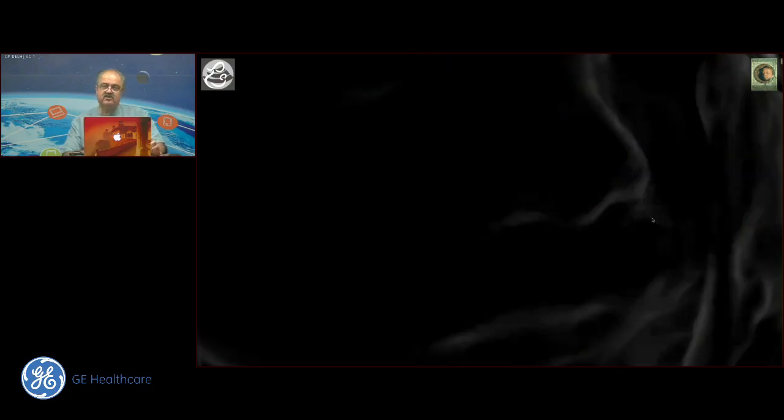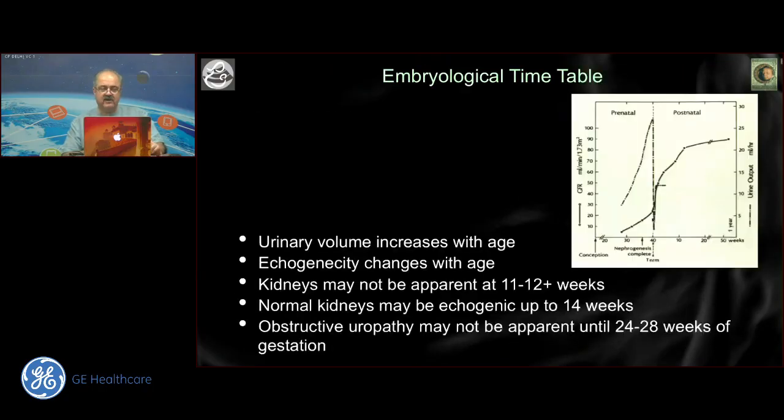Do remember that there is an extremely important embryological timetable for the kidney. And one is that urinary volume actually increases with fetal age, and the echogenicity also changes with age. We have echogenic kidneys at the 11 to 14 weeks window. We have kidneys that look like kidneys by 24 weeks. And in between, you might just have a homogeneous echogenicity, which is relatively more than that of the adjacent liver. Again, like I said before, kidneys may not be apparent all the way up to the 12-week scan. And even at the 12-week scan, you may not see 10 to 20% of the kidneys.